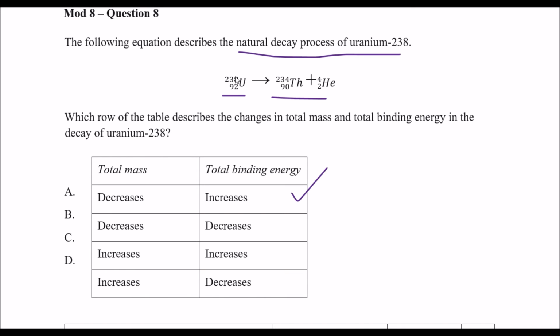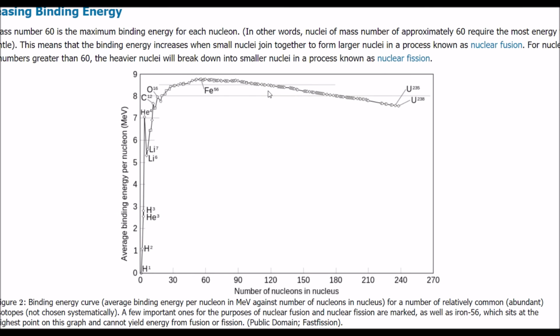tell because uranium, I'll show you, this is the individual binding energy of the nucleus. You can see with uranium, it's relatively low. So as it decays into helium and into thorium, you can actually see it increases in terms of its overall binding energy there. So that's the response for that question.